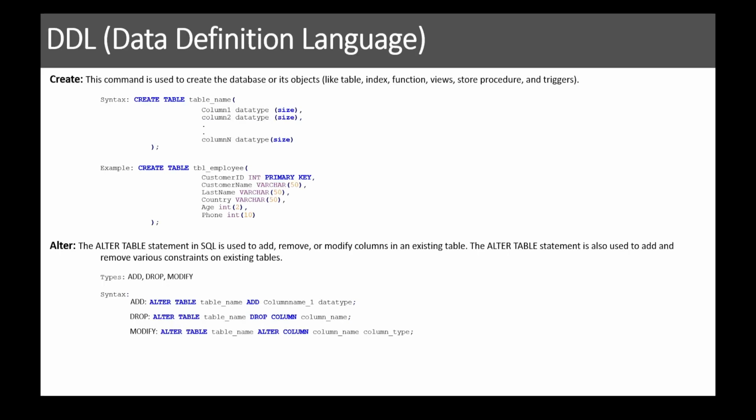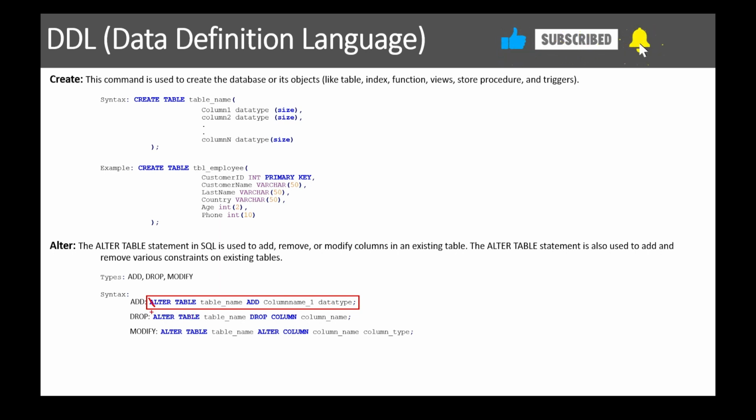Okay, so the next statement is alter. The alter statement is used to alter the table. It means adding a new column, removing an existing column, or modifying an existing column. So by using alter, we can do all these things. The syntax for adding a new column to an existing table is alter table name, and add, column name and data type. Okay, so like this we can do.